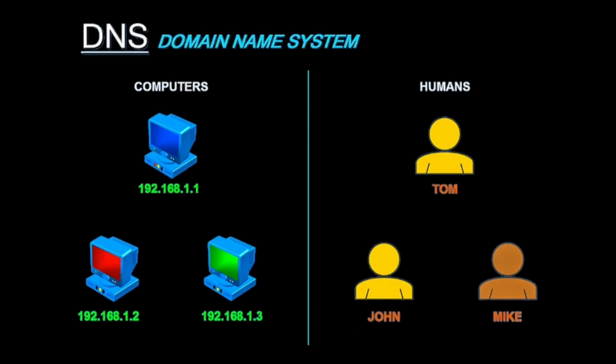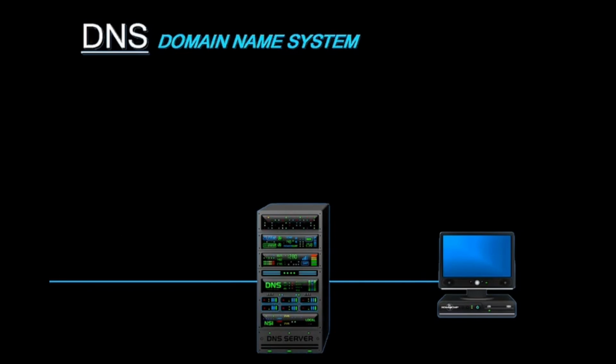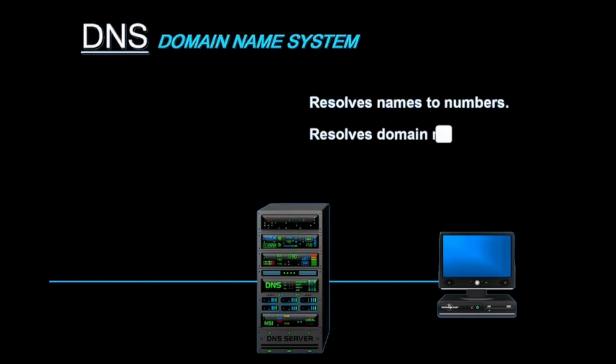Whether it's talking directly to another person or identifying a country, place, or thing, humans identify with names instead of numbers. So in order to bridge the communication gap between computers and humans and make the communication a lot easier, networking engineers developed DNS. DNS stands for Domain Name System, and DNS resolves names to numbers. To be more specific, it resolves domain names to IP addresses.